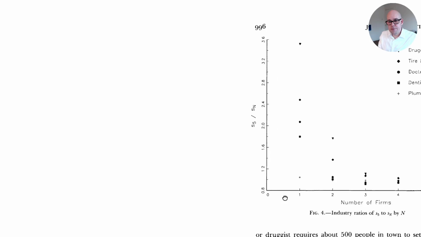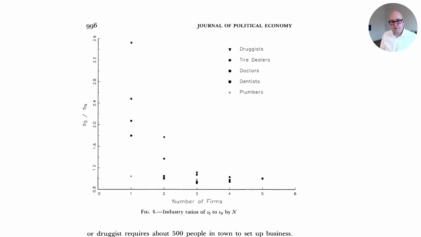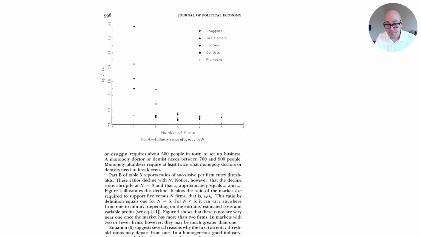One way of illustrating this is figure 4 in the paper, which is kind of nice. So as I said, when the ratio between these two little s's is close to 1, then the nature of competition doesn't change much anymore. So what you see here is that there is quite a change here, of course, and here, but starting from 3, for all industries, that ratio is close to 1.